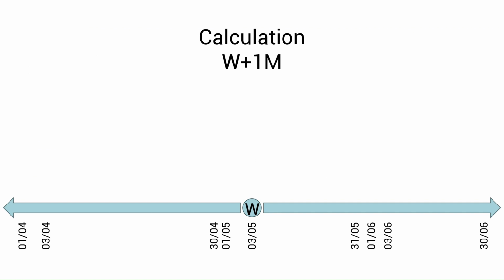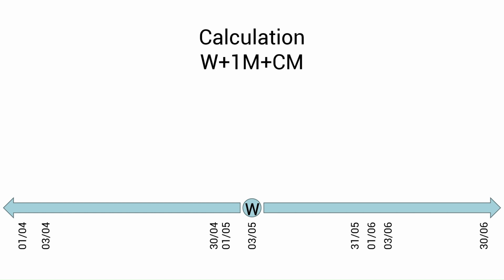So in this one, it's W plus 1M. So we're starting with our work day, which is the 3rd of May, and then we're moving forward 1 month. So add 1 month to that, it becomes the 3rd of June. Nice and simple. Hopefully that makes sense to everyone. If you're going backwards, minus 1M, it will take you back to the 3rd of April.